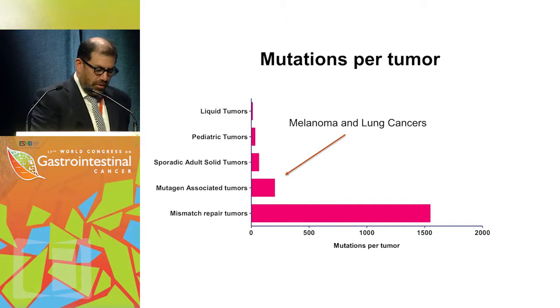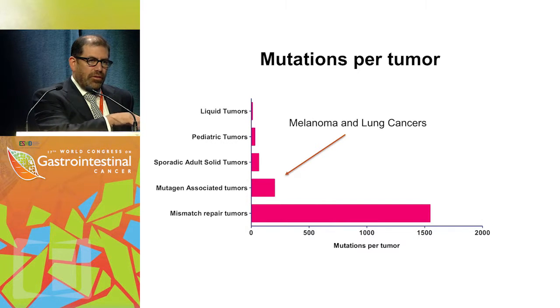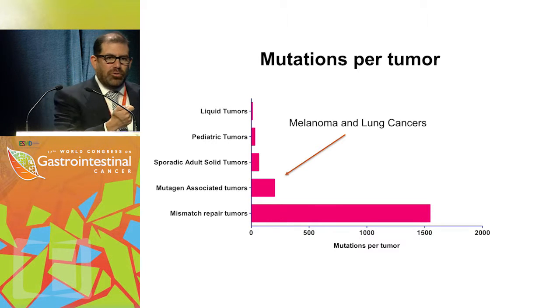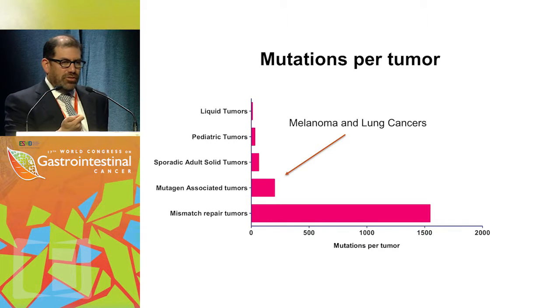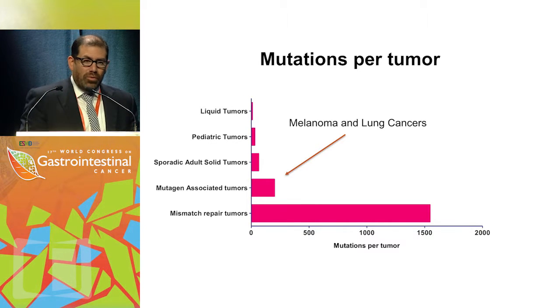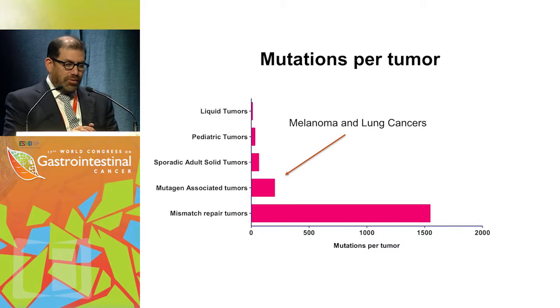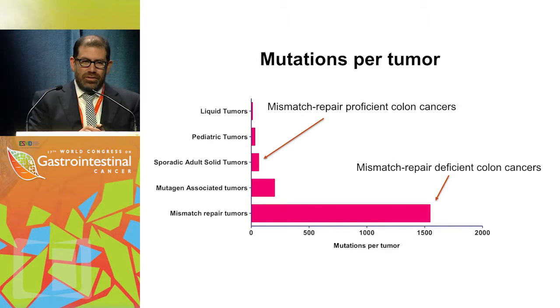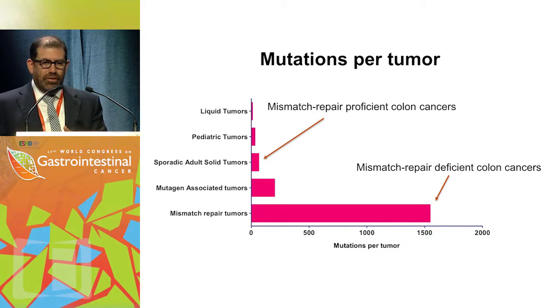And here's an example. And this is a different way of showing what I showed earlier. Liquid tumors, leukemias, have relatively low mutations on the very top. Pediatric tumors have relatively low mutations. Sporadic adult tumors have low mutations. But melanoma and lung cancer have many more. And these are the tumors that have been doing quite well with the checkpoint inhibition. But mismatch repair deficient tumors, as compared to mismatch repair proficient colon cancers, have hundreds of thousands of mutations.